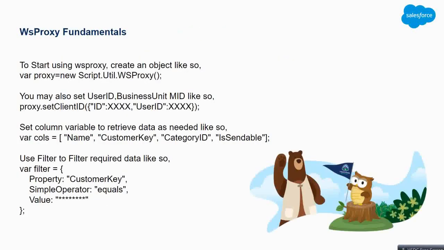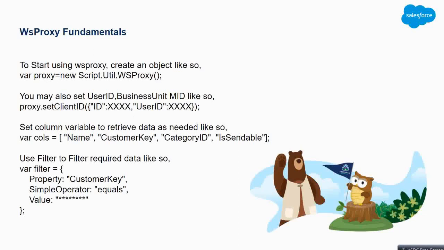Coming to our second slide, let's look at the fundamentals of how to use WS proxy. First of all, we have to initialize, or you can say create, a new object of the WS proxy with the new keyword. So you use new, then WS proxy, and then you get this variable, and then you can use it. Once you have this, you can set the client ID with this function.